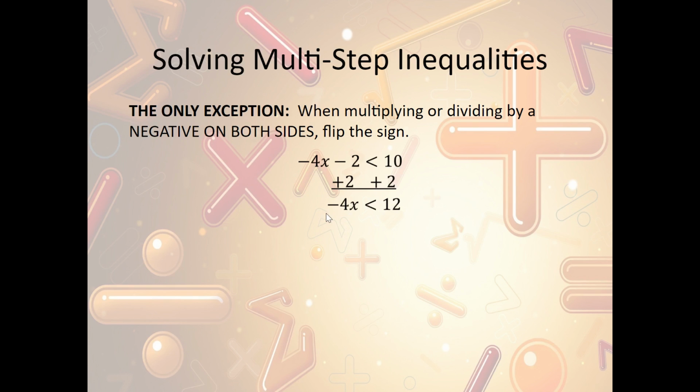So in this case, we're going to divide both sides by -4. When we do that, we need to take this sign and flip it and go the other way. So we flip the sign, and we get -4 divided by -4 is 1, and 12 divided by -4 is -3. So we get x, and now we flip the sign, so it says greater than -3. So anytime we multiply or divide both sides by a negative number, we're always going to flip the sign.